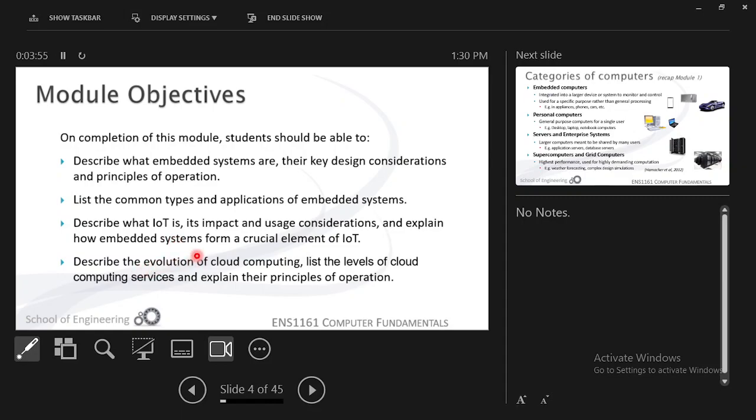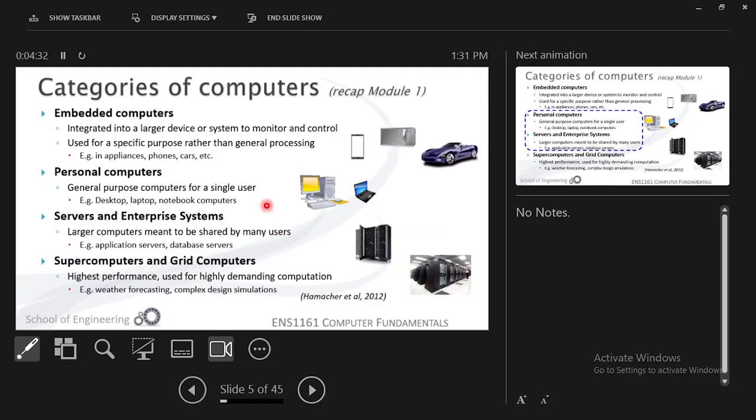Describe the evolution of cloud computing. We'll see what cloud computing is, how it works, and so on. List the levels of cloud computing services and explain their principles of operation, basically how it works. Different kinds of cloud computing services and principles of operation, how these are working, some infrastructural components, some usage or the vendors, and different kinds of operations that we have. We'll see what components we need to learn.